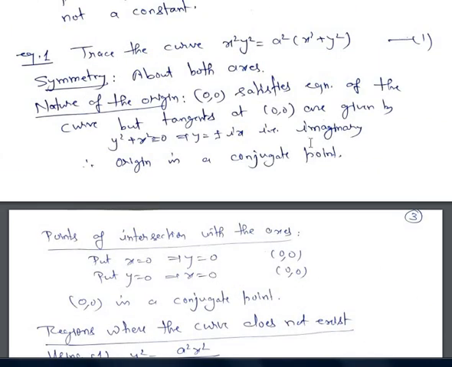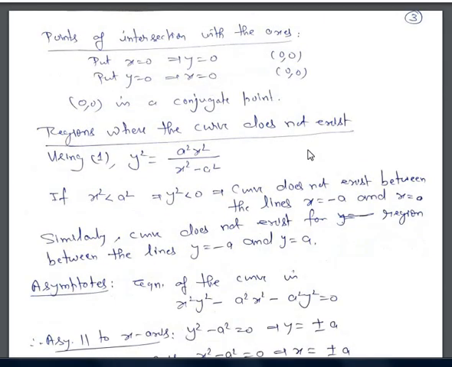Now if you simplify this equation, you get y squared is equal to a squared x squared upon (x squared minus a squared). Now if x squared is less than a squared, then x squared minus a squared is negative, and the numerator is always positive. So therefore y squared is negative. That means when x squared is less than a squared, y squared is negative. That means the curve does not exist between the lines x is equal to minus a and x is equal to plus a.